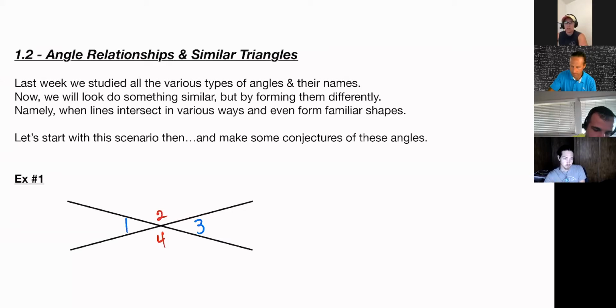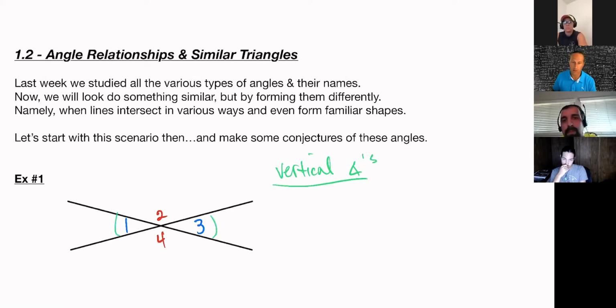I want to say that 2 and 4 are vertical angles. Very good. They are what are called vertical angles. And what do we know is true about vertical angles? What does it look like 1 and 3 are to one another? Vertical as well. Very good. But what about their measurement, their size? They're equal, the same.